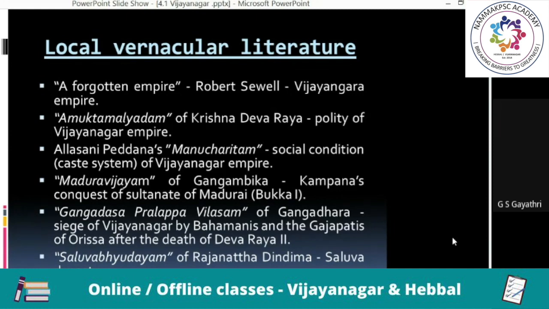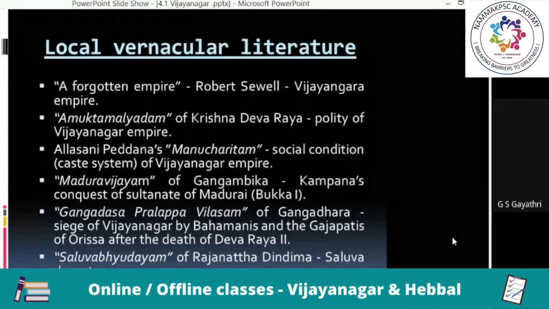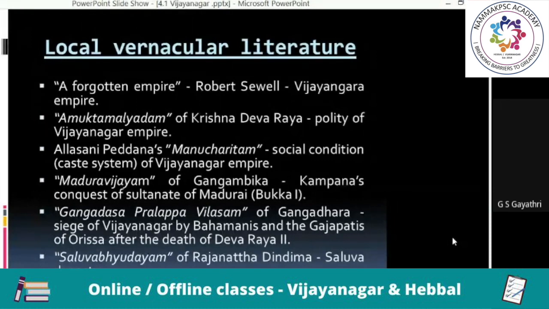So what do I mean when I say polity of the Vijayanagar Empire? The governance part. Okay, so what is the administrative structure? How the taxes are collected, how the taxes are further redistributed for the welfare of the people, and how there is no chaos, and all those things are given in Amuktamalyada of Krishnadeva Raya. Then another important person called Allasani Peddanna.